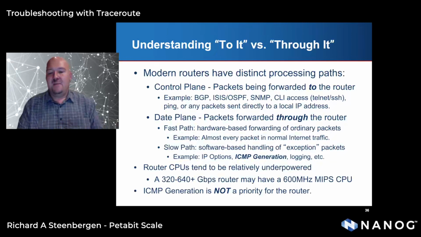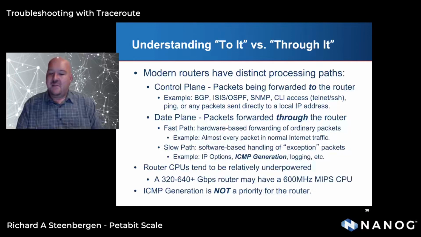Then you have what's called the data plane, and this is for packets that are being forwarded through the router. So inside the data plane, you have a fast path and a slow path. The fast path is something that is hardware accelerated. So you've got ASIC-based forwarding for almost every packet under normal conditions that you want to send. And then you have the slow path. So this is where you go outside of something that can be handled by the ASIC, and it has to be processed by software. So these tend to be exception packets. So for example, IP options, ICMP generation, which is the one we care about. If you do any kind of logging, any kind of exception to the normal rule can cause a packet to be punted to the slow path processor.